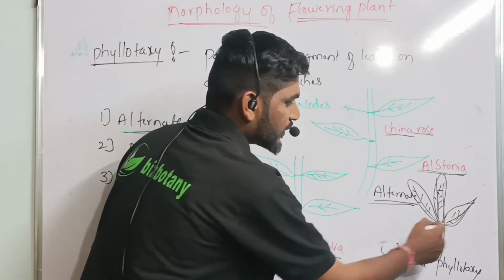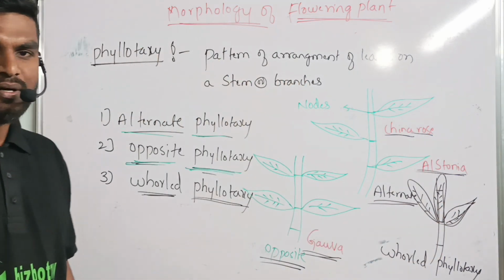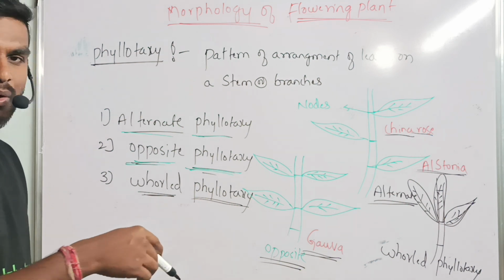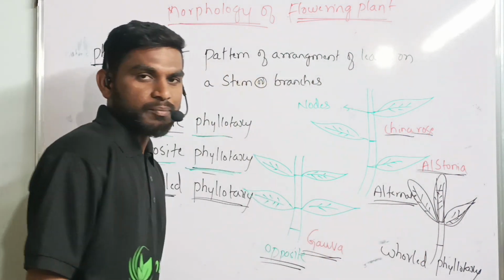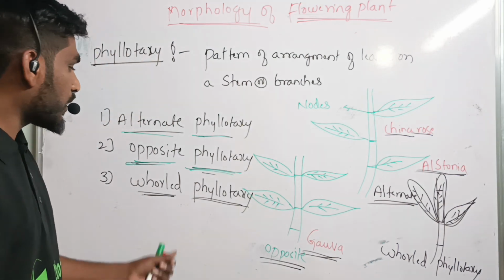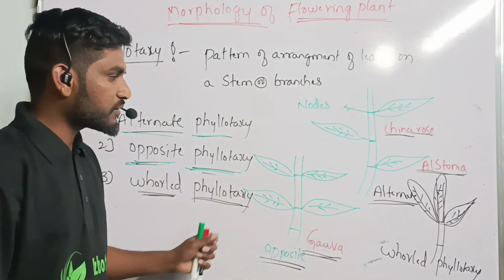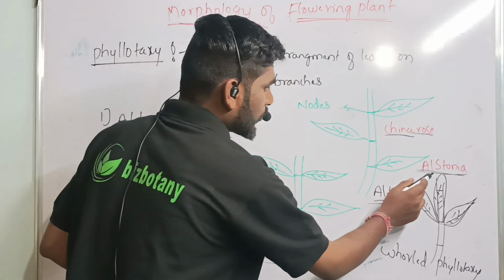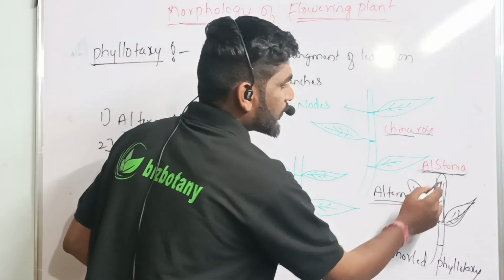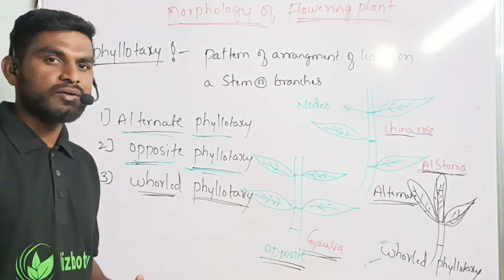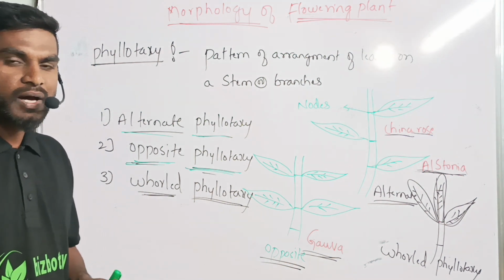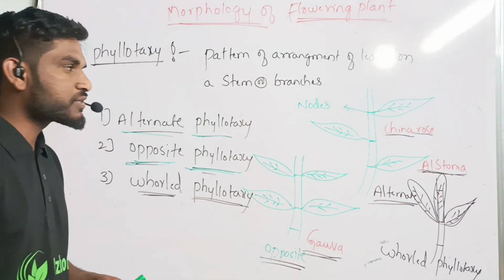More than two leaves are present. They are arranged in a circular form around the stem at the node region of a stem or plant. We call that whorled phyllotaxy. The example for whorled phyllotaxy is Alstonia. This is something about the types of leaves and phyllotaxy, nothing but the arrangement of leaves on a stem.